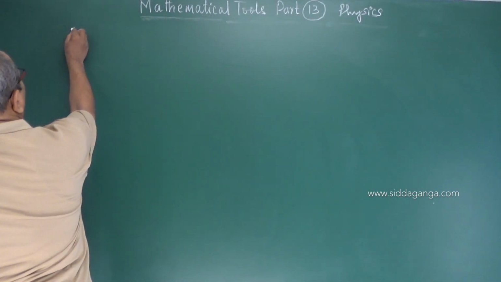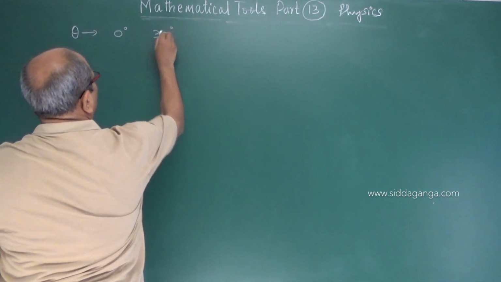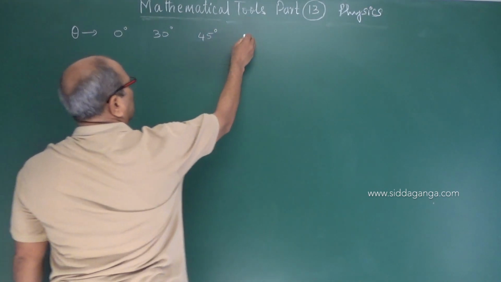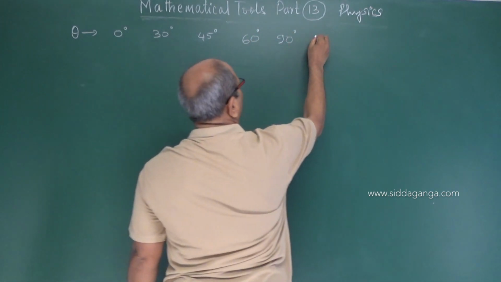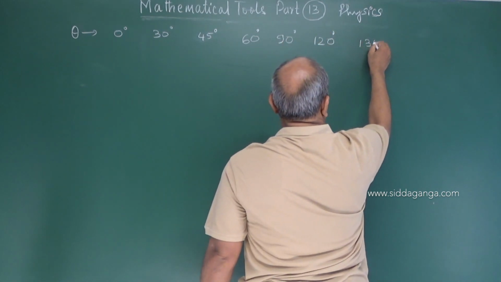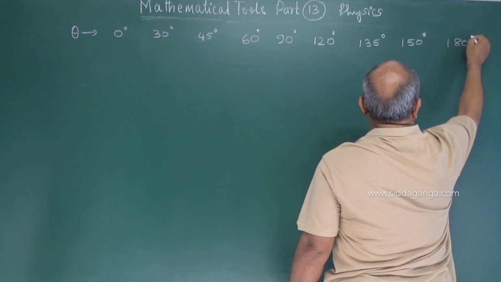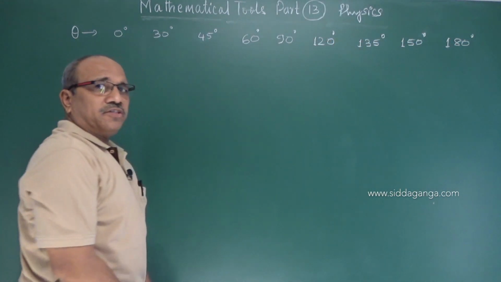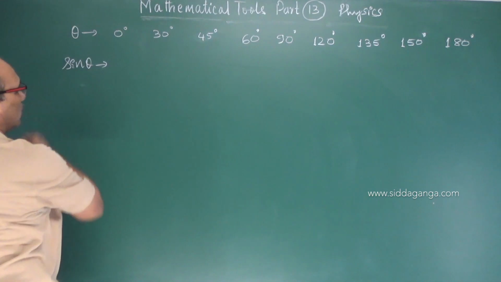So let us consider the angle theta starting from 0 degree, 30 degree, 45 degree, 60 degree, 90 degree, 120 degree, allied angle started, 135 degree, 150 degree and 180 degree. What the possible values the sine function takes, we have to see.